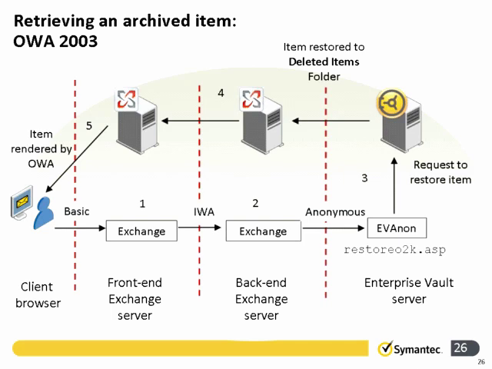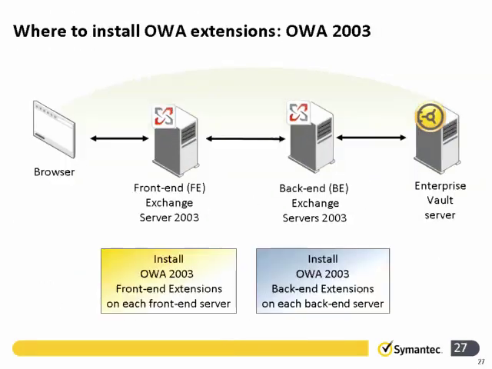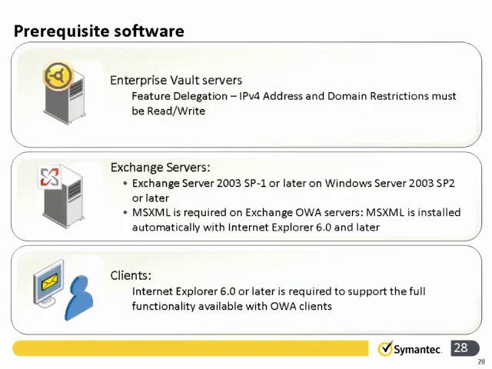So now, seeing the process that Outlook Web Access 2003 uses and how it retrieves items once they've been archived, where would I have to install the Enterprise Vault Outlook add-ins? Well, I'm going to have to install the Outlook Web Access 2003 extensions on both the front end and back end. So I'll install the front-end extensions on the front-end server and the back-end extensions on each back-end server. To install these on the Exchange servers, what types of software do I have to have available?